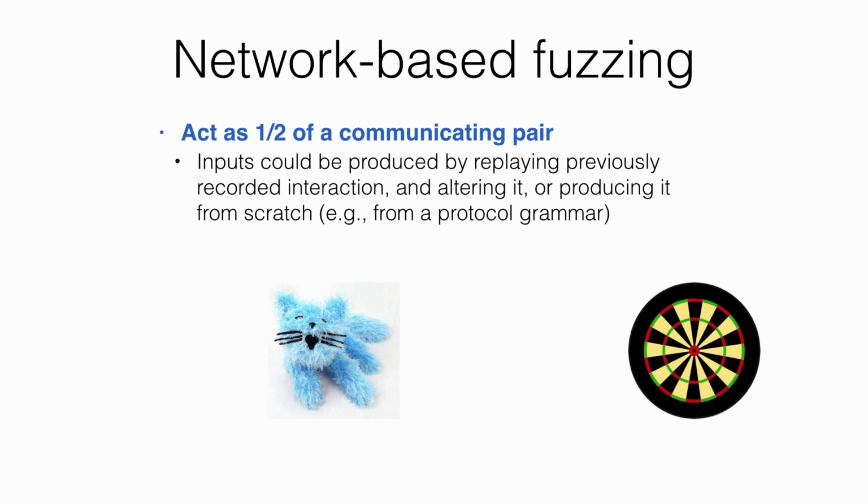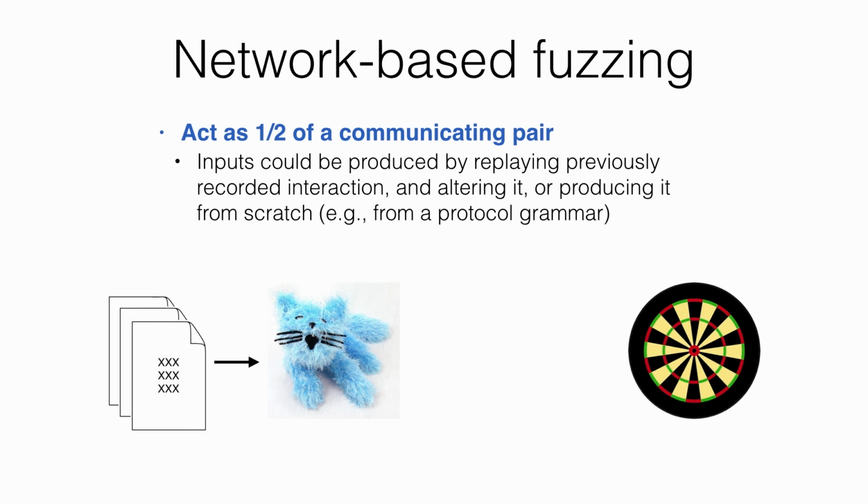Another kind of fuzzer is a network-based fuzzer. In one role, it can act as one half of a communicating pair, sending messages to and from a target program, trying to get it to crash. Inputs could be produced by replaying a previously recorded interaction and mutating it, or by producing an interaction from scratch, for example, from a protocol grammar.